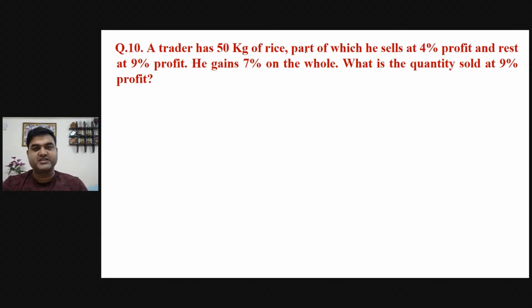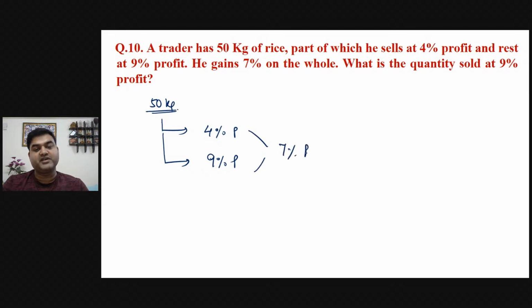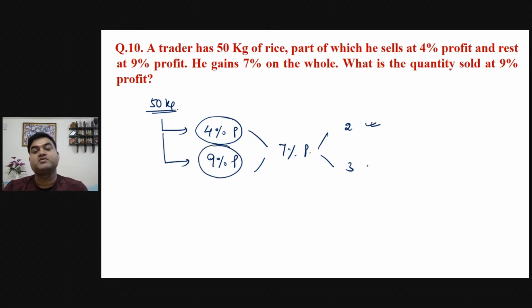The trader has 50 kg of rice, part of which, okay, the quantity is 50 kg. Out of that, at 4% profit he has sold a certain quantity, and the remaining quantity at 9% profit. Correct, no? He gains, as the resultant, 7% profit, right? So can we find the ratio? The ratio we can easily find. So 7 minus 4 is 3 and 9 minus 7 is 2. So at 4% profit he would have sold 2 units, and at 9% profit he would have sold 3 units. If the total quantity is 5, right?